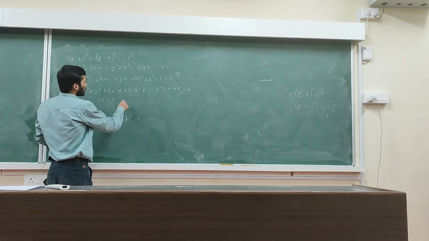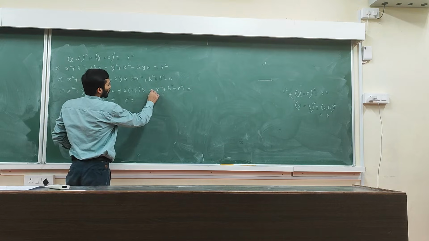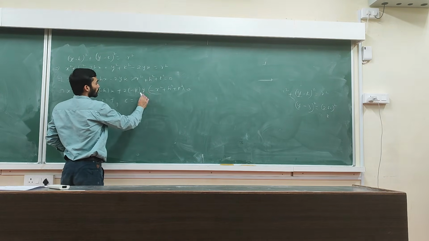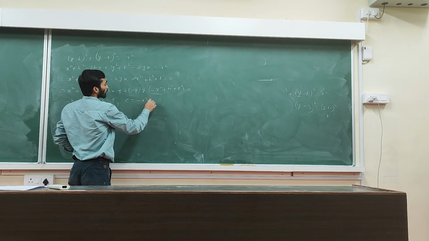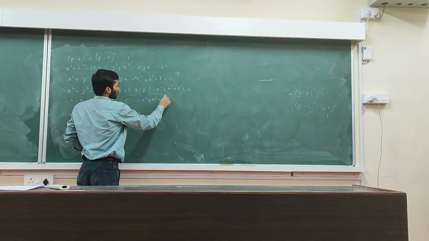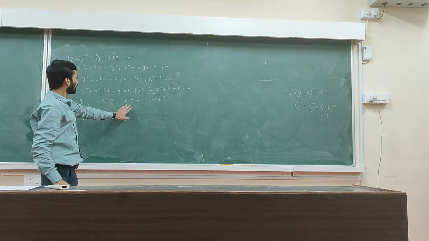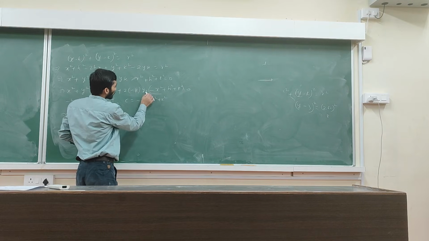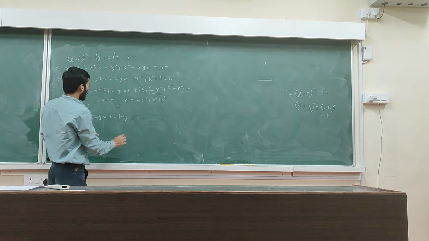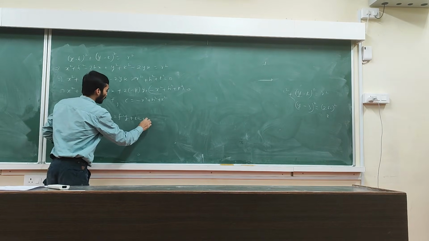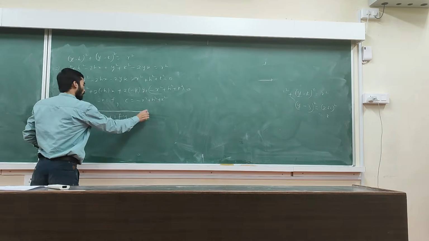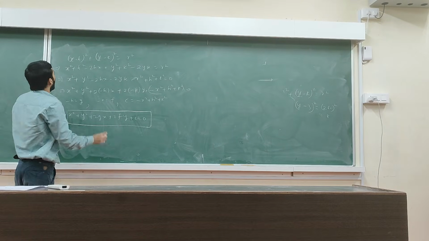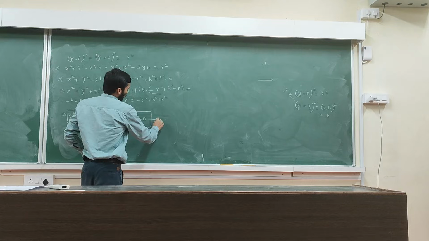Now I am also assuming c is equal to these terms: h square plus k square minus r square. So we can write plus c here. So finally we will get x square plus y square plus 2gx plus 2fy plus c is equal to 0. So this is the general equation of a circle.